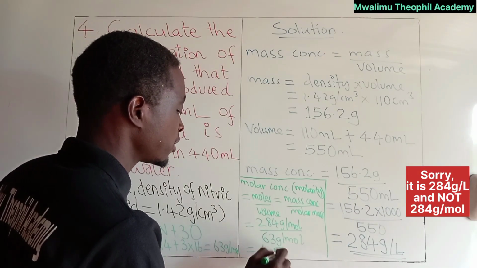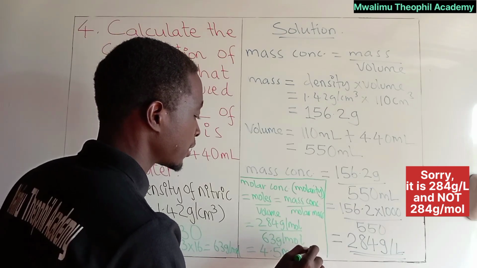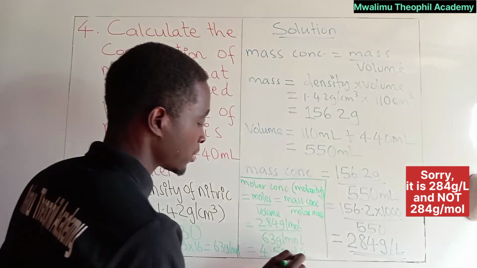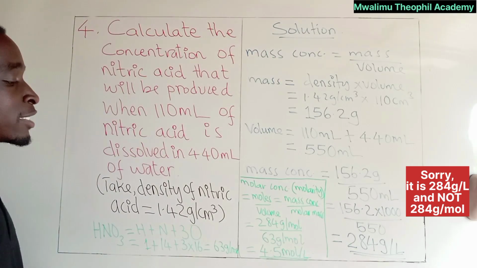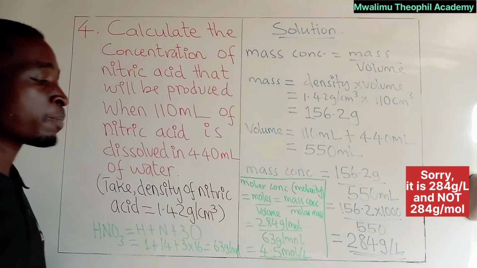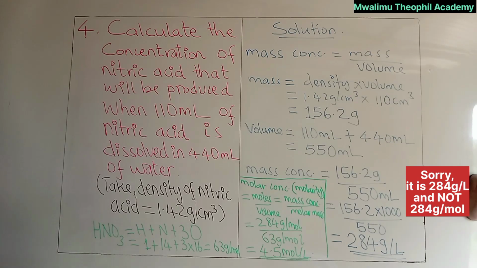4.5. This is the number of moles per liter, which is the molarity. Now, the molarity of nitric acid, or the molar concentration of nitric acid, will be equal to 4.5 moles per liter. I've told you before, when you're asked simply to calculate the concentration of the solution, you may decide to calculate the mass concentration or the molar concentration.